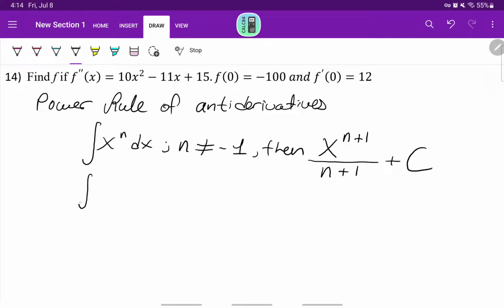And rule number 2 says the antiderivative of a constant k with respect to x is going to equal the constant times the variable to the first power. And don't forget, we're plus c.